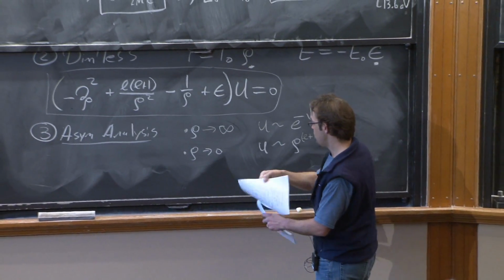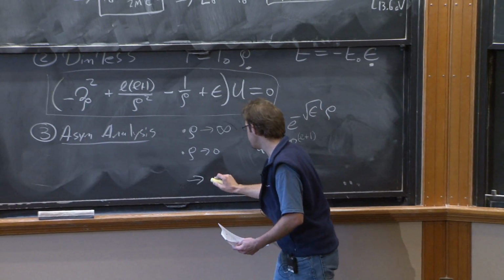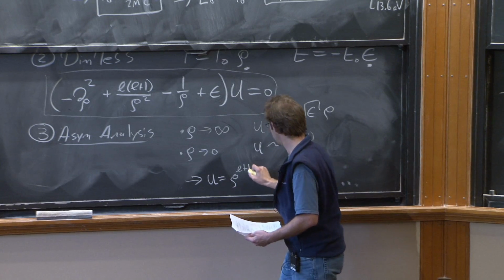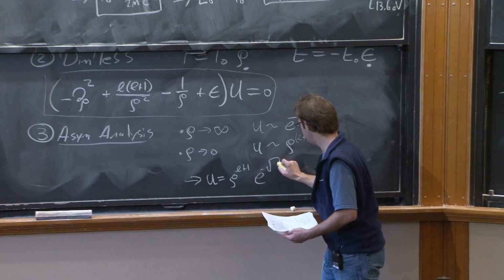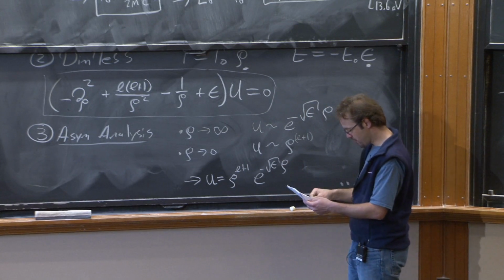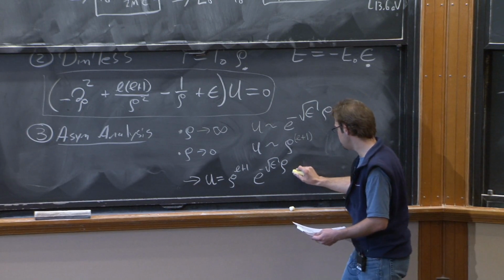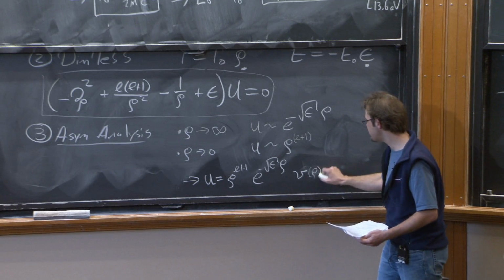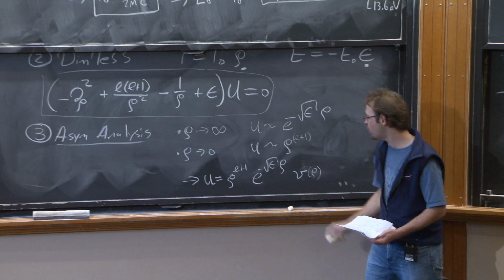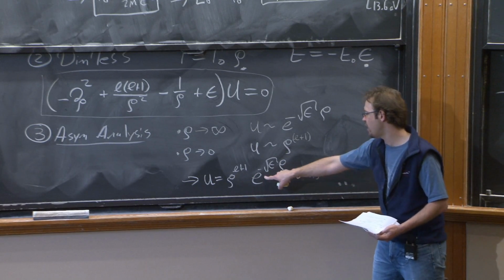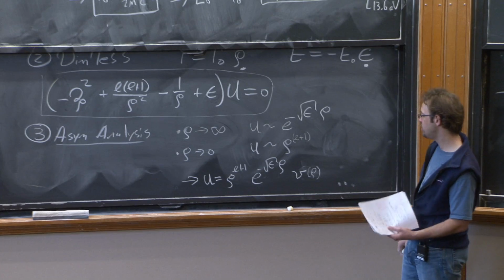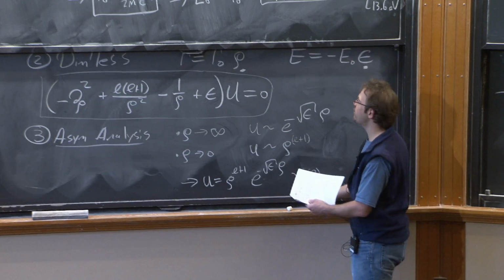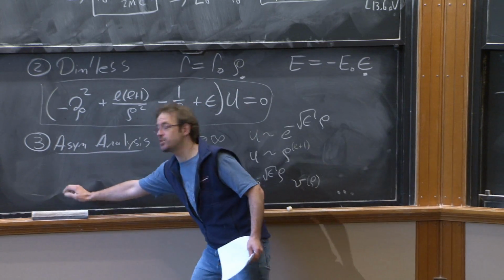Having done this analysis, we should write that U is equal to rho to the L plus 1 times e to the minus root epsilon rho times some remaining function, which I'll call little v of rho. And this asymptotically should go to a constant near the origin and something that vanishes slower than an exponential at infinity. So then we take this and we do our series expansion.